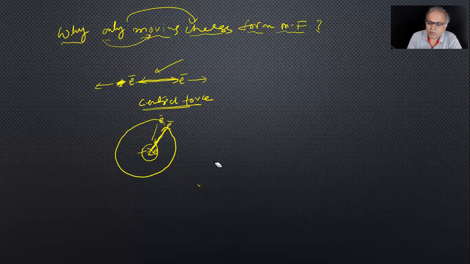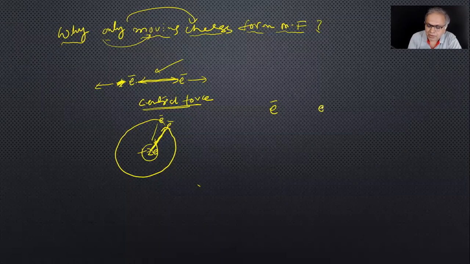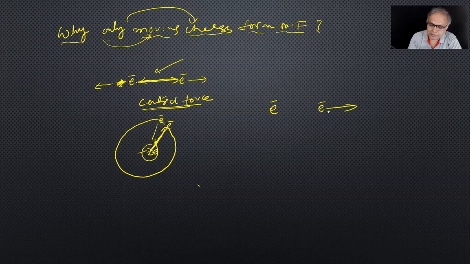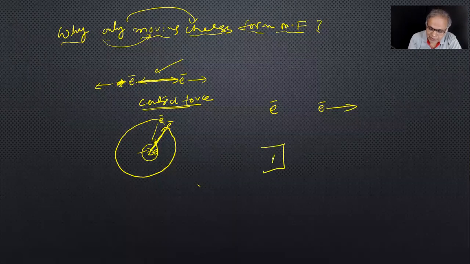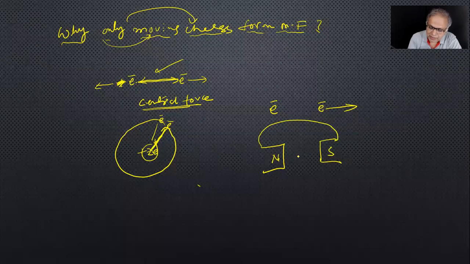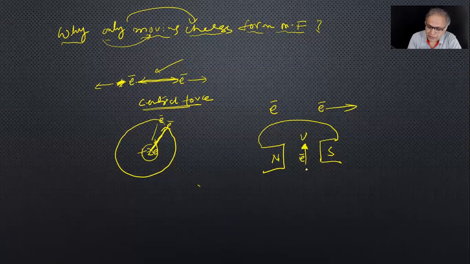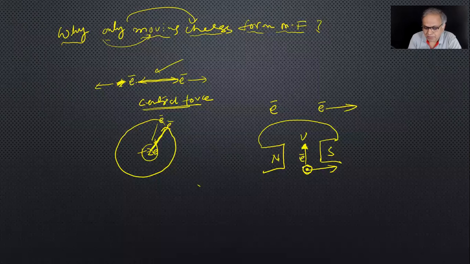I was telling you there are two kinds of forces for the charges. If they were stationary, an electron placed here will simply be repelled. But if I have a magnetic field, for example between north and south, and I place an electron, there's no force. But if I project it with a velocity v like this, there will be a force acting perpendicularly towards you, which is perpendicular to the velocity.